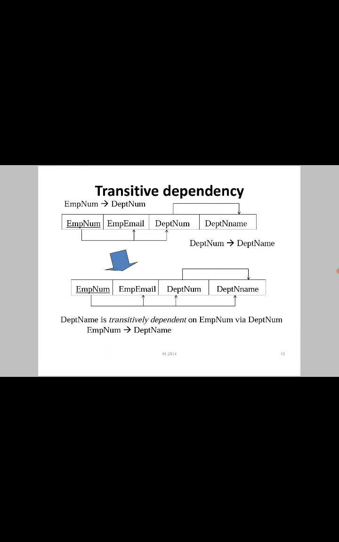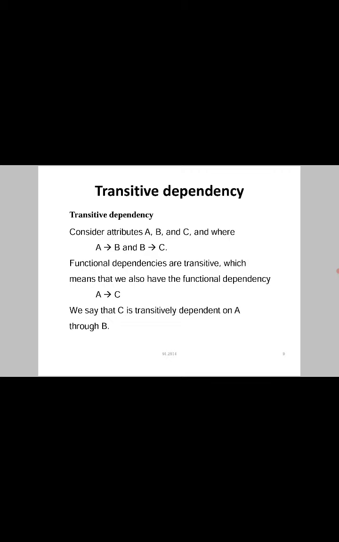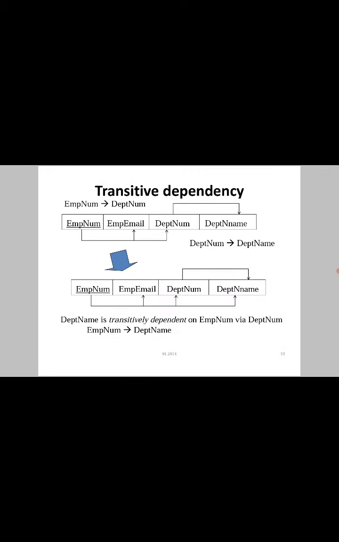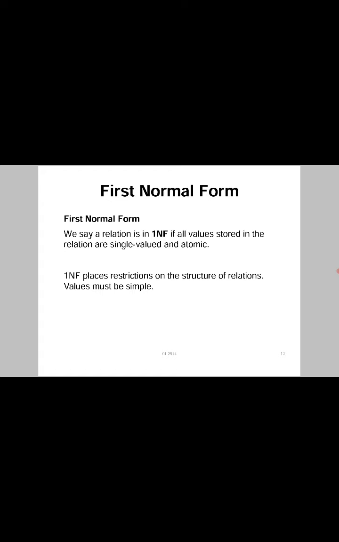There are other types of dependencies also: transitive dependency and partial dependency, like that. So we start with first normal form.